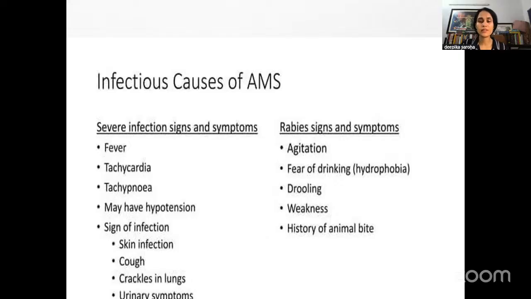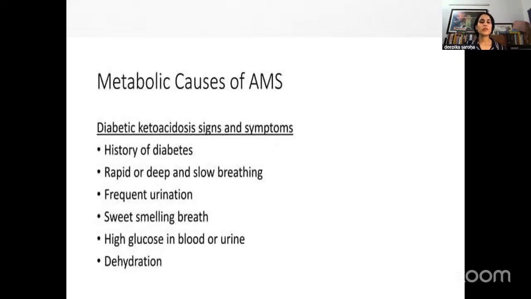Rabies, though uncommon, the patient can have very typical agitation, hydrophobia, drooling of saliva, weakness, and a history of rabid animal bite. The metabolic causes of AMS, apart from hypoglycemia: diabetic ketoacidosis is a very important reversible cause, where the signs and symptoms include a history of diabetes, rapid and shallow deep breathing, frequent urination or decreased urine output, sweet smelling breath, high glucose level in blood and urine, and dehydration.